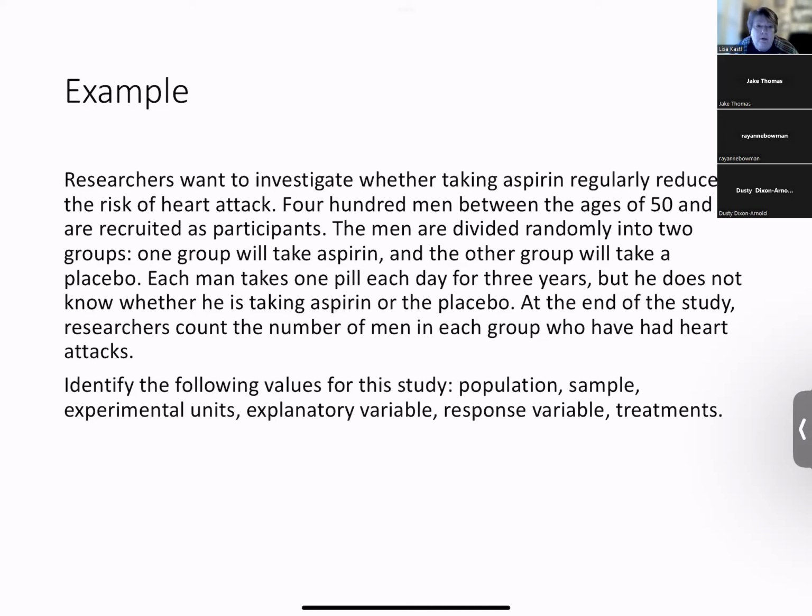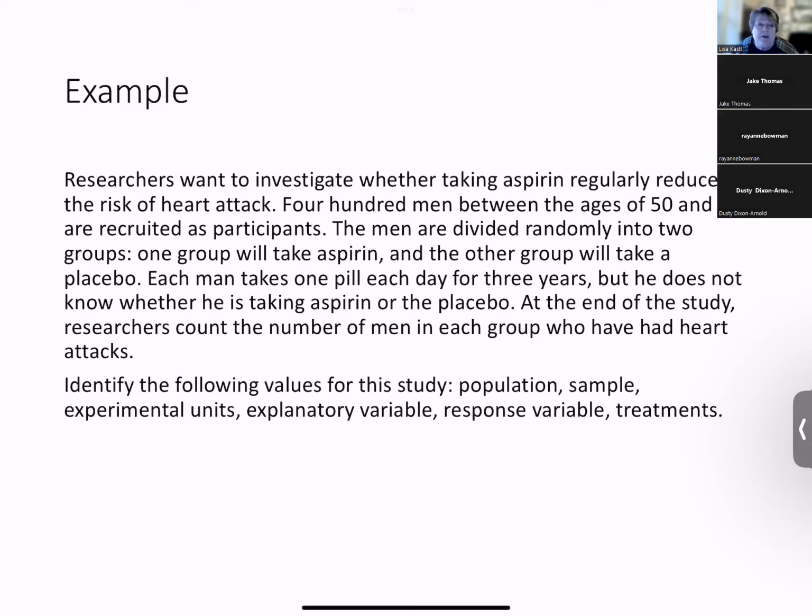What's the sample? Well, again, it's not reasonable to look at the entire population of men from the ages of 50 to 84. So we look at a sample of what, 400? So we'll look at 400 different men to represent the population of men between 50 and 84. What are the experimental units? Well, it's those poor slobs that we're giving the aspirin or the placebo to. So the experimental units are the men in the study.